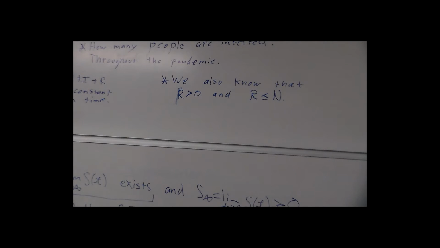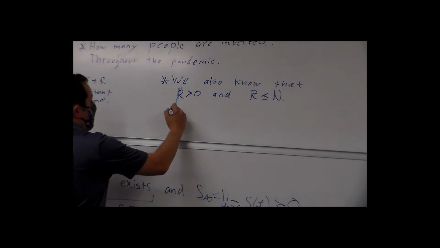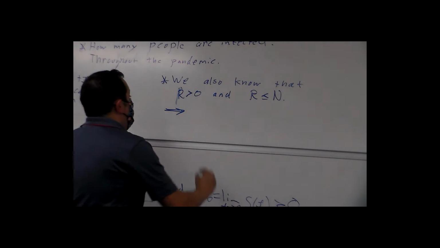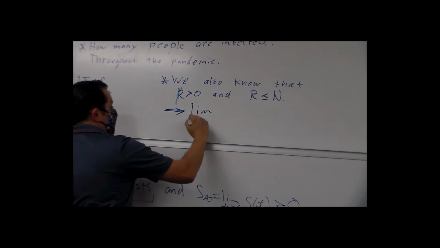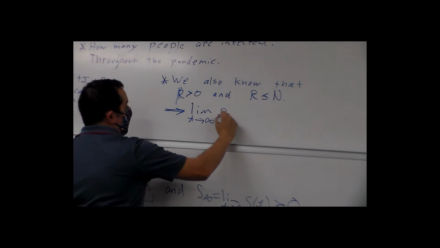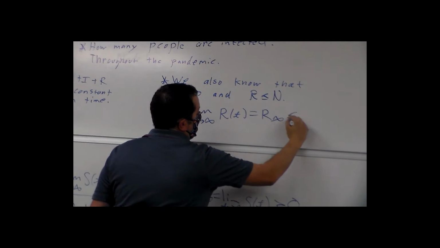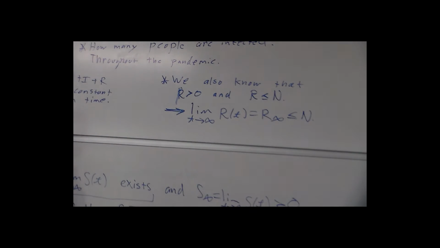So what does that tell me about its limit? It exists by the monotone convergence theorem. So there does exist a limit. The limit as t goes to infinity of R of t exists, and we're going to call that R infinity, which is going to be less than or equal to N. So big picture, why am I doing this? What does this help me figure out about the solutions to these equations?